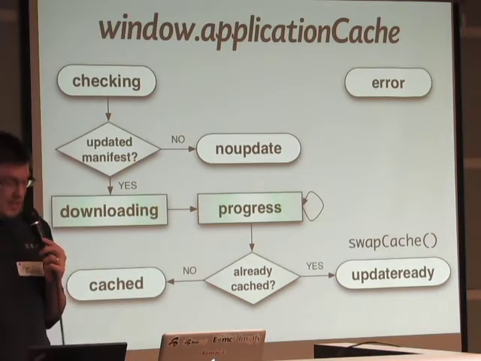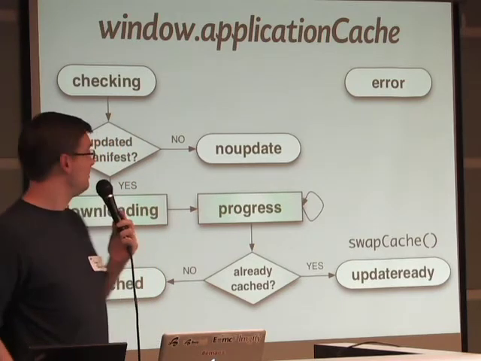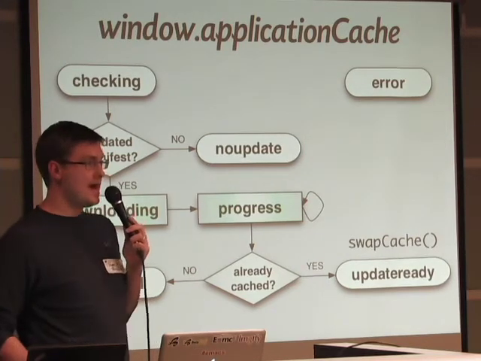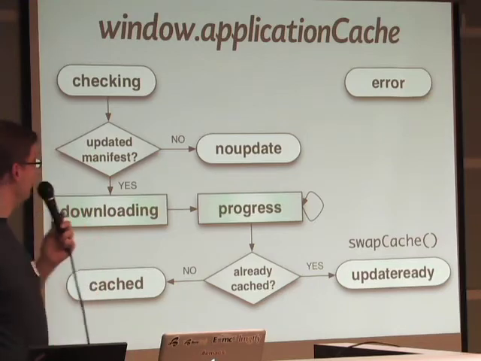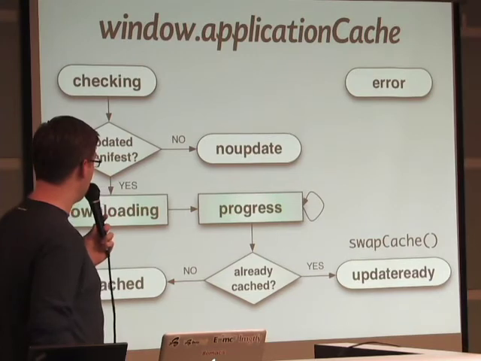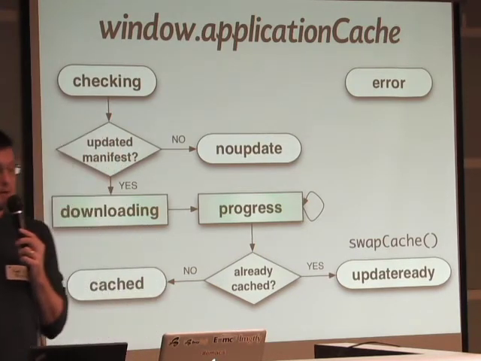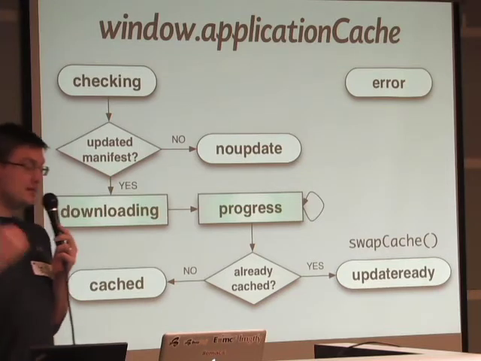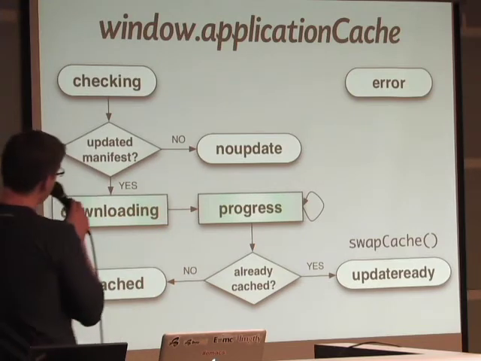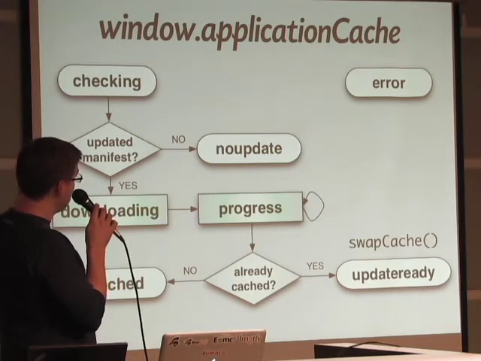The browser gives us some decent introspection into what it's doing through the cache cycle. There's a window.applicationCache object in JavaScript that you can access and inspect different events that fire to know what the browser's doing during the process of caching. And so this diagram here shows exactly the steps that the browser goes through.